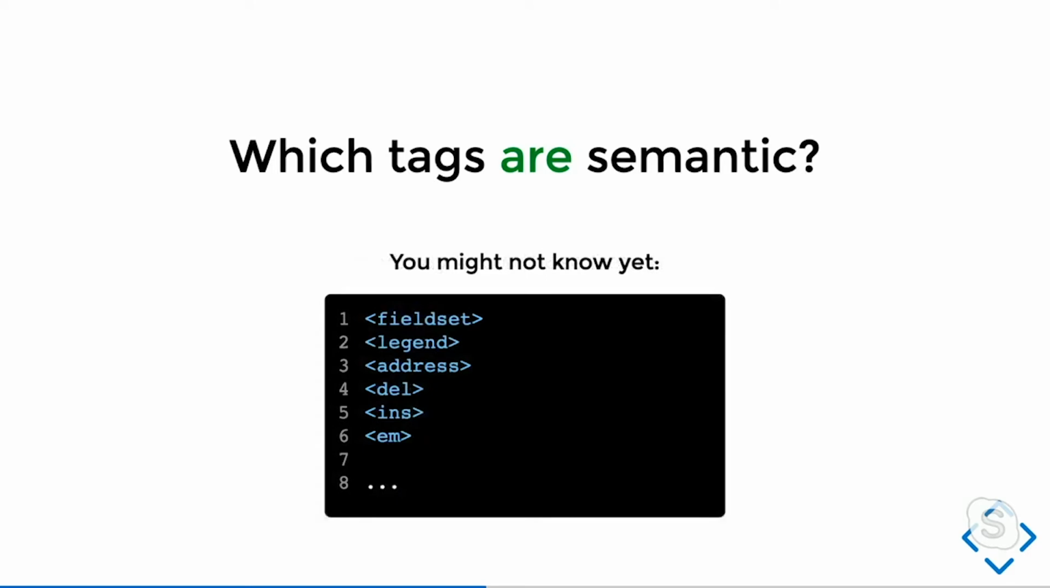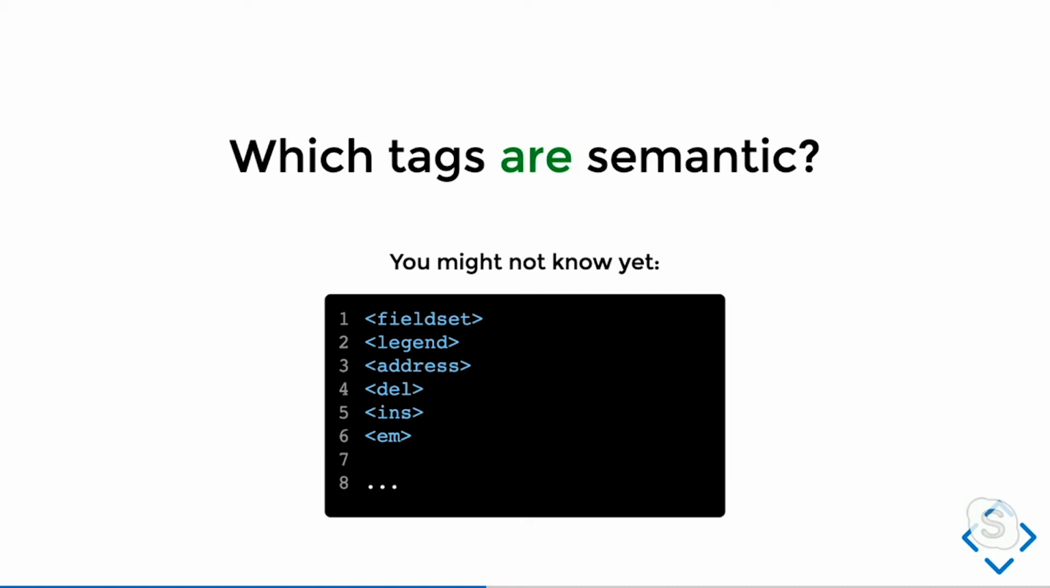Then there's more. There are some more advanced ones, which maybe you never used, or you are not even aware that those exist. So we have fieldset. Any idea what it is good for? Yes? No? Okay, so fieldset is being used in forms. I will show you later on. Legend as well. Then we have address, which I guess you already found out what it is good for.